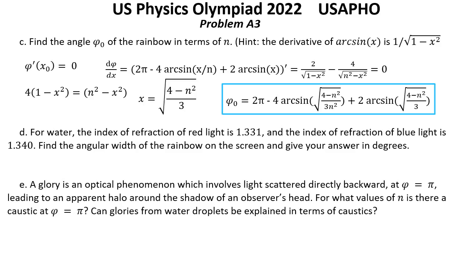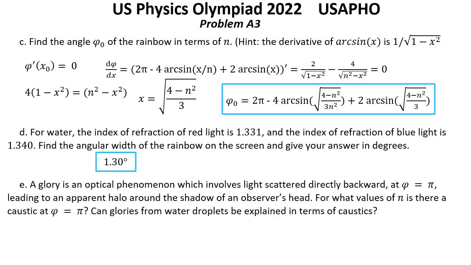Question D. For water, the index of refraction of red light is 1.331 and the index of refraction for blue light is 1.340. Find the angular width of the rainbow on the screen and give your answer in degrees. Solution. Substituting these two indices of refraction into the above equation and subtracting the results, the angle will be 1.30 degrees. That was the solution for question D.